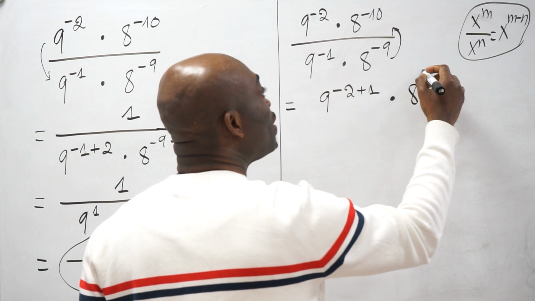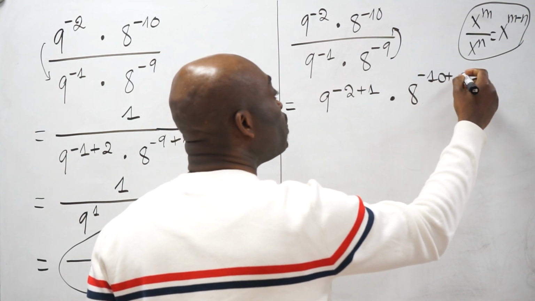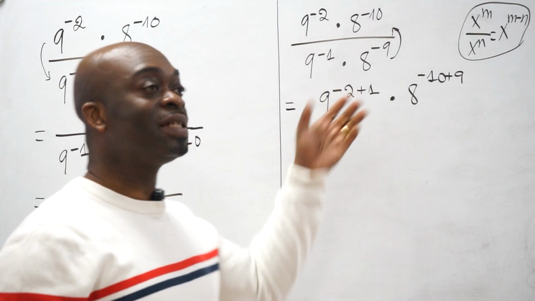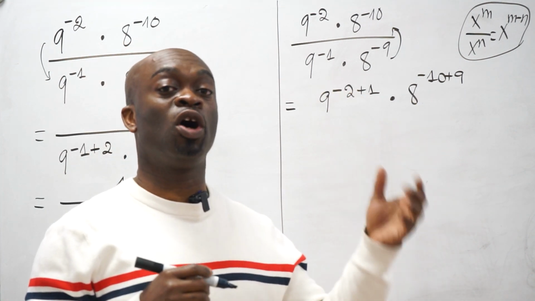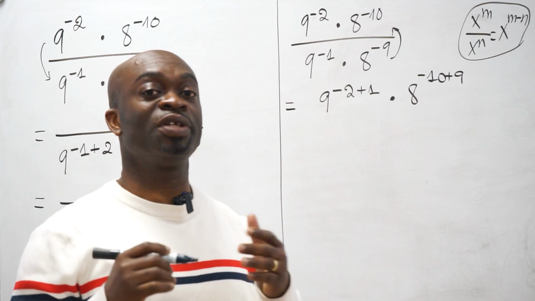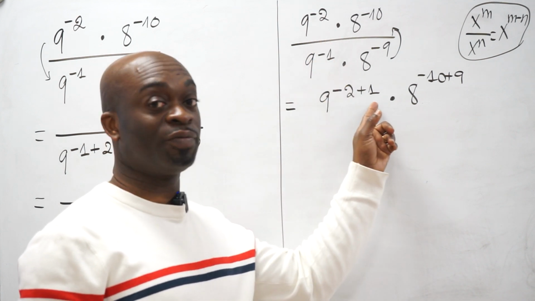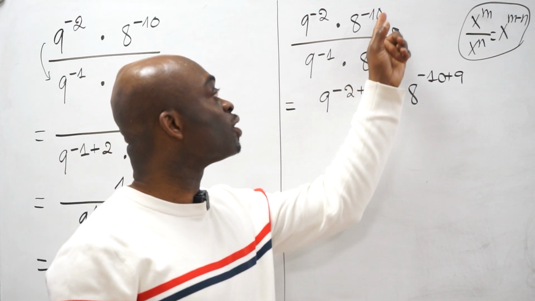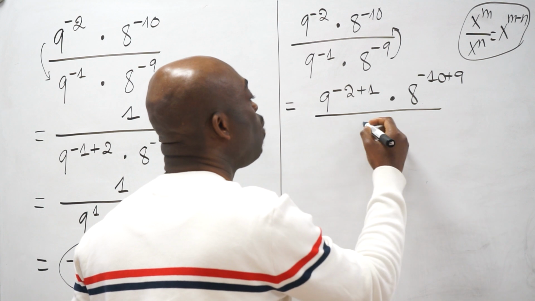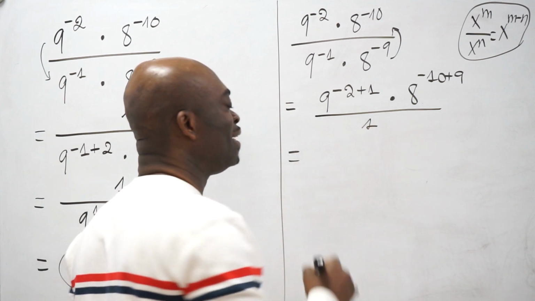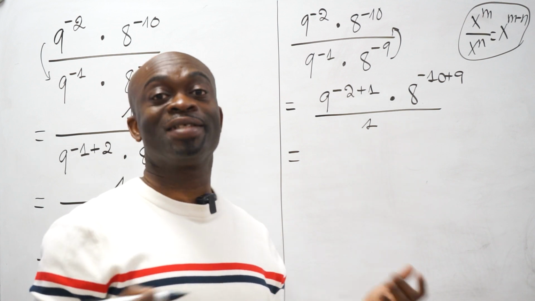Times, the same thing is going to happen because this one will go up also. That will give us 8 negative 10 plus 9. Remember, anytime the base and the power move up or down, the sign changes to the opposite automatically. That's the reason why negative 1 goes up and becomes positive 1, and negative 9 goes up and becomes positive 9. So what do we have left at the bottom? 1. In this case, we don't need to claim it because anything divided by 1 stays the same.